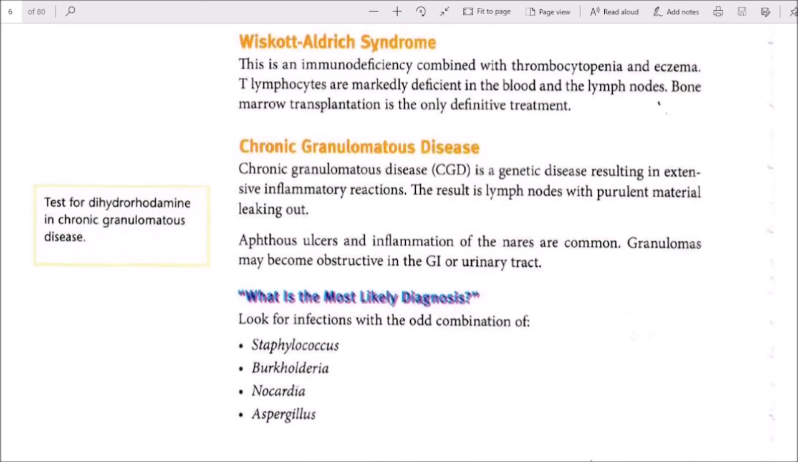Chronic granulomatous disease. Chronic granulomatous disease is a genetic disease resulting in extensive inflammatory reactions. The result is lymph nodes with purulent material leaking out. Herpetic ulcers and inflammation of the nares are common. Granulomas may become obstructive in the GI or urinary tract. What is the most likely diagnosis? Look for infections with the odd combination of staphylococcus, Burkholderia, nocardia, and aspergillus. Test with dihydrorhodamine for chronic granulomatous disease.